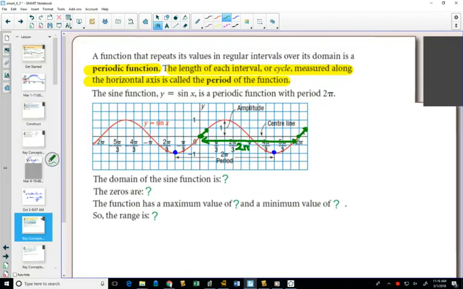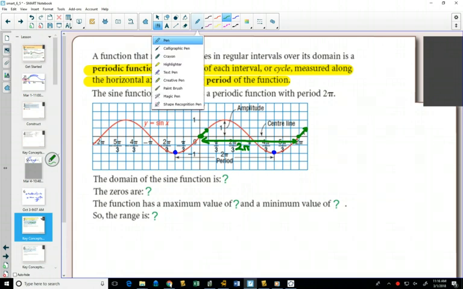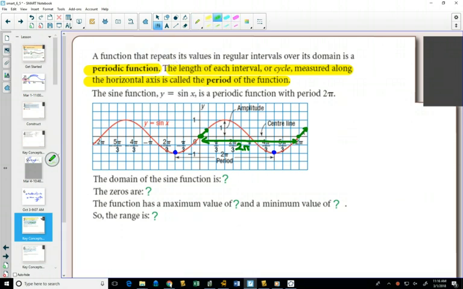Can you see that this distance from here to here is 2 pi? Or 360 degrees if you were dealing in degrees. So we'll say that the period of this function is 2 pi. You can highlight that as well if you want to highlight that in your notes. Sine has a period of 2 pi. Describing some characteristics of our sine graph. If we wanted to say, what's the domain of our sine graph? Well, our domain is everything.